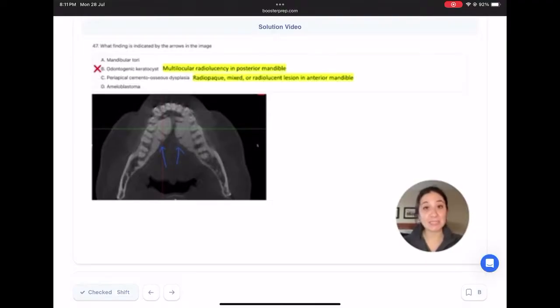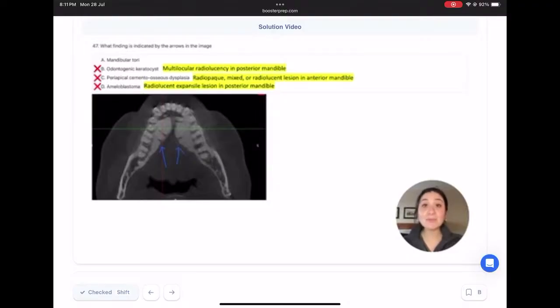Next, we have PCOD. This would be a radiopaque mixed or radiolucent lesion in the anterior mandible. Since this is radiopaque in the anterior mandible, this does not present with the same symptoms as PCOD in a dental patient, so this would not be correct. Next, we have ameloblastoma. Ameloblastoma is a radiolucent expansile lesion in the posterior mandible. This is radiopaque and in the anterior mandible and does not present with any expansion, so this is also not correct.